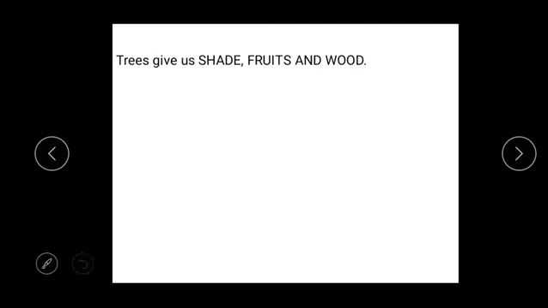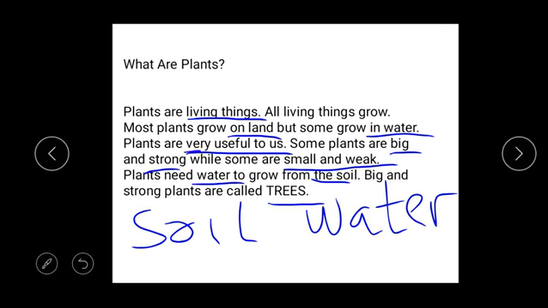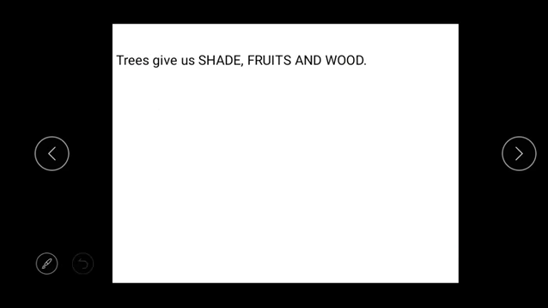So let's move and learn about the usefulness. Earlier on I said plants are very useful to us. So what are some of the usefulness of trees? Trees give us shade. That means you can use your tree as a shade so that the rays of the sun won't come to you. You use your tree as a shade to protect you from the sun.